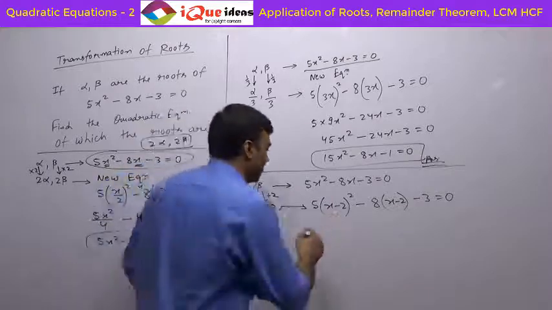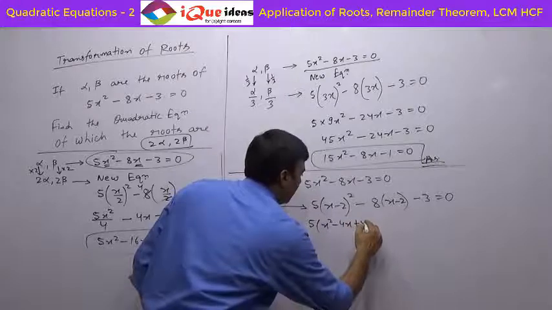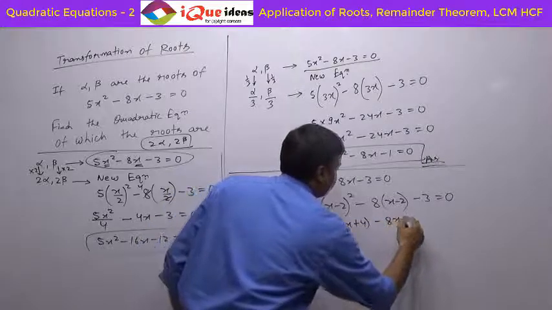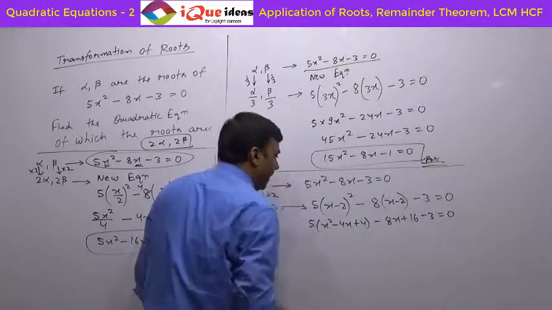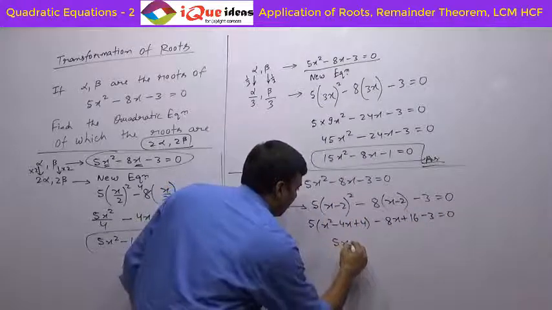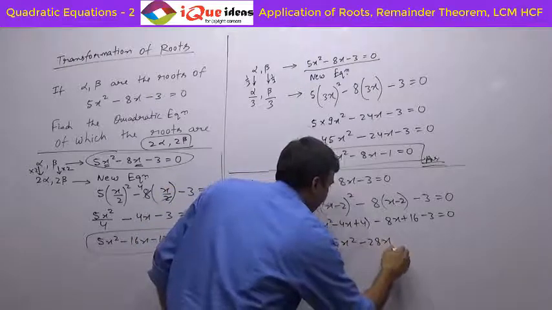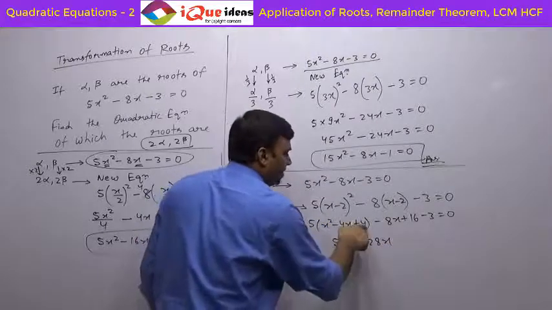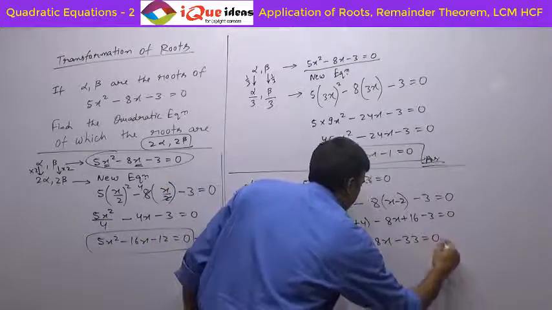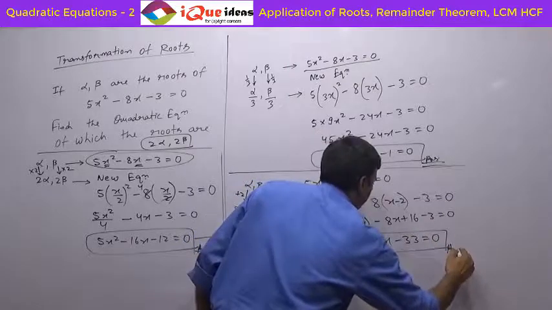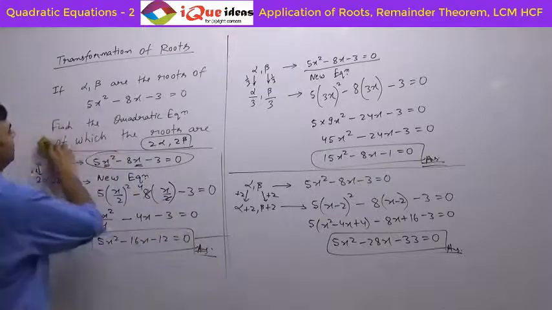Right? Simplify this. So it is 5 into x square minus 4x plus 4 minus 8x plus 16 minus 3 equal to 0. Just be a little careful about the sign. So if you open it, it will be 5x square minus 20x minus 8x. So minus 28x. 5 into 4 is 20 plus 16 is 36 minus 3 is 33. So this is equal to 0. This is the answer of this question. Alright. Okay, let's take one more example.